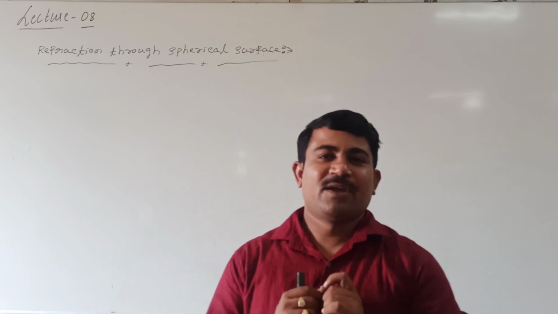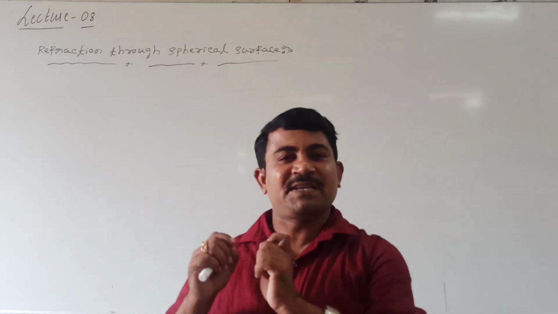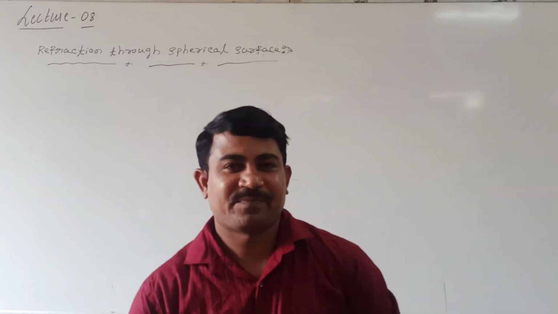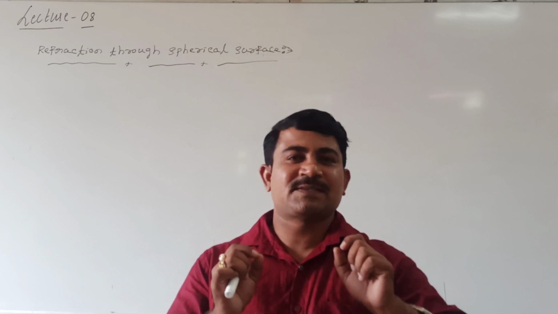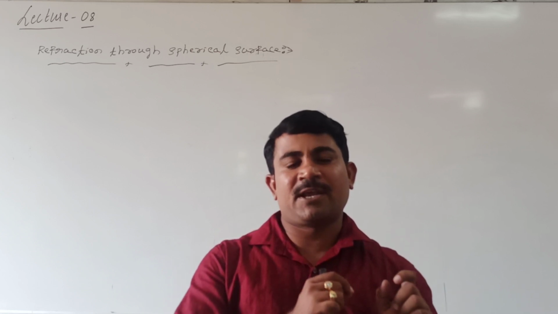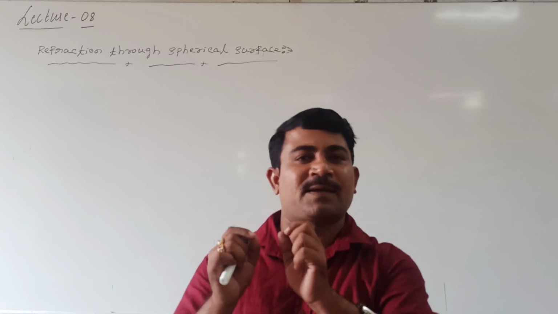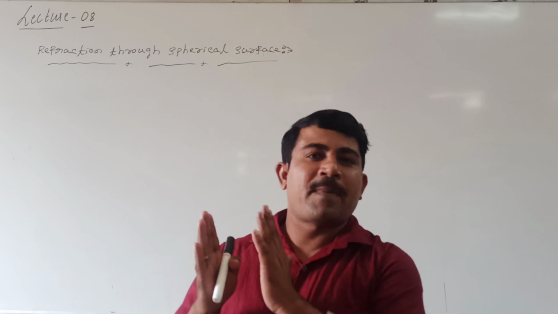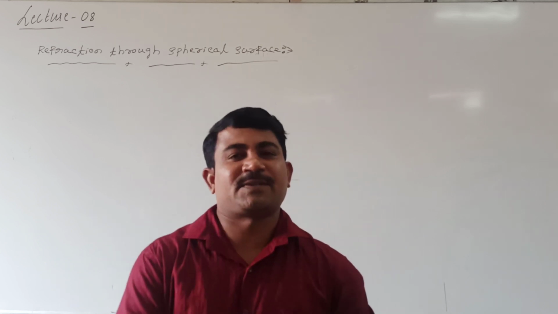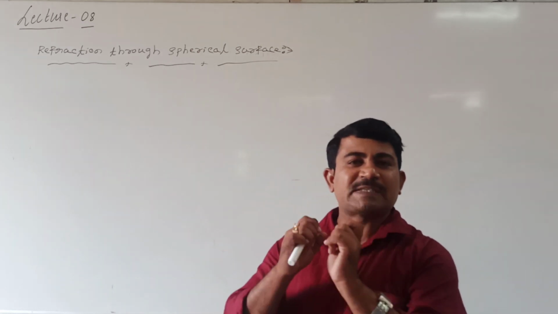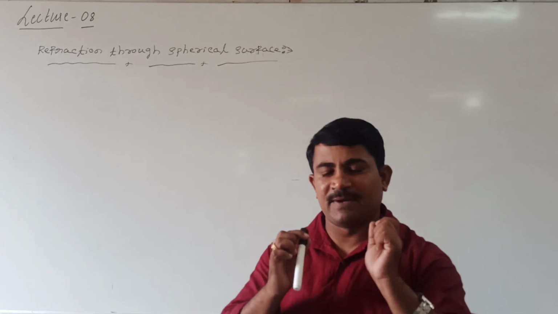Before that, we should know what is meant by spherical refracting surface. See here, the spherical refracting surface is a curved surface which forms a part of a sphere. The part of the sphere which forms the curved surface, that we are calling spherical refracting surface. Generally, how does a spherical refracting surface look, that we will see.